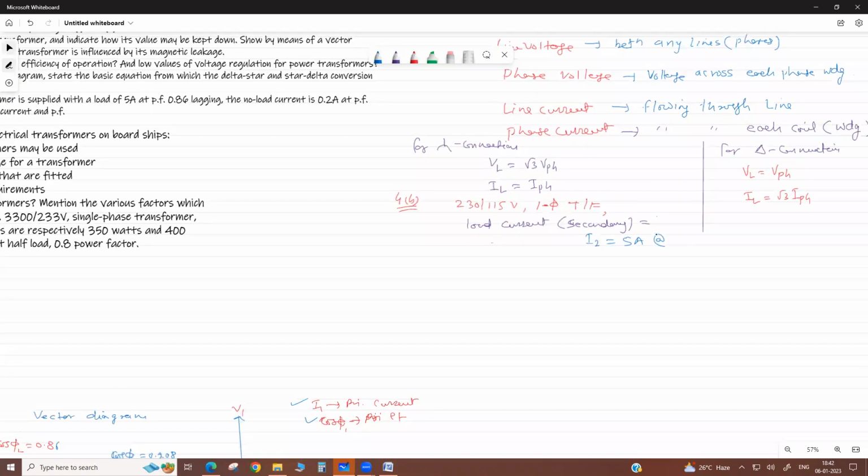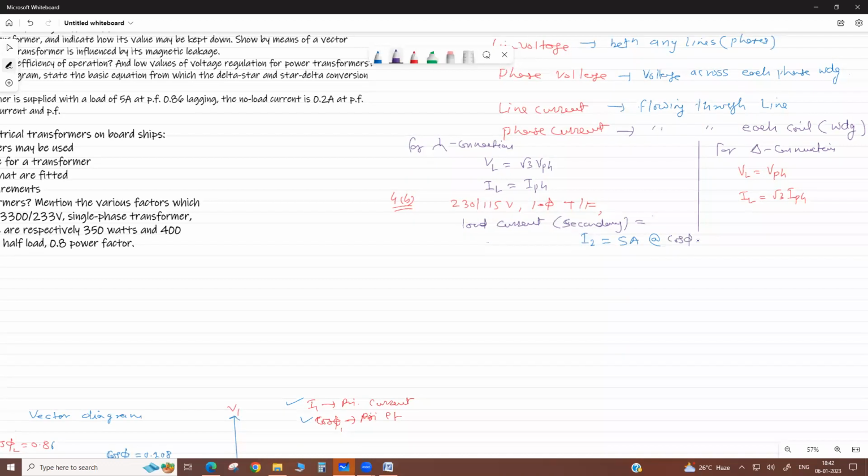Cos phi 2 equals 0.86 lagging power factor. It is 5 ampere. Now from this we can calculate phi 2 equals cos inverse of 0.86.